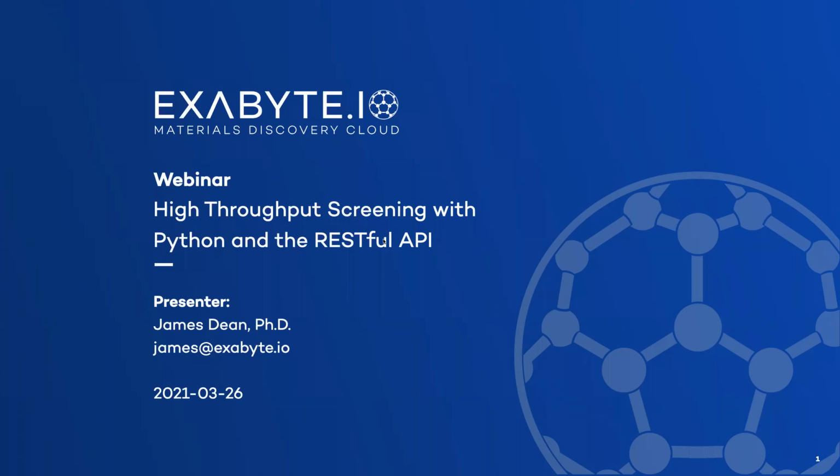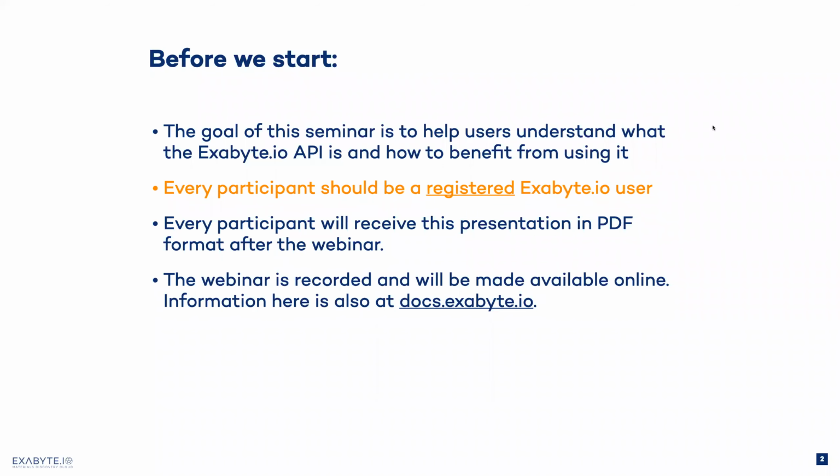So again, today's topic is Python and the RESTful API for high throughput screening purposes. Before we begin, the overall focus of this webinar is on the API and how to benefit from using it in the form of running more calculations programmatically. We'll be heavily using the API and Exabyte features, so everyone here should be a registered Exabyte user.